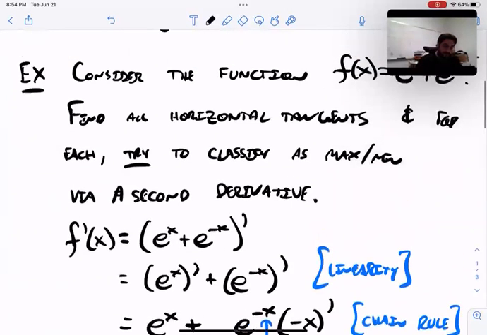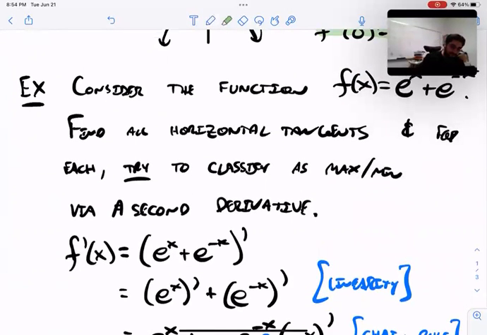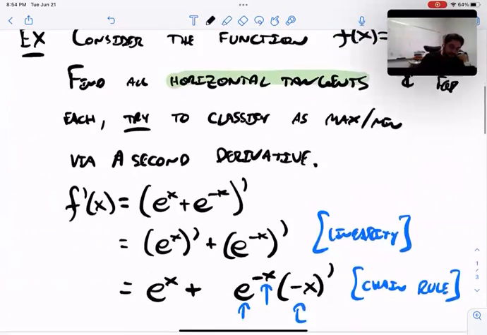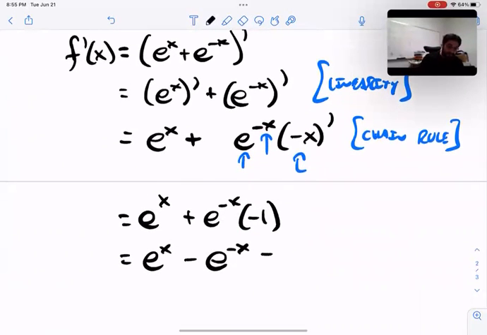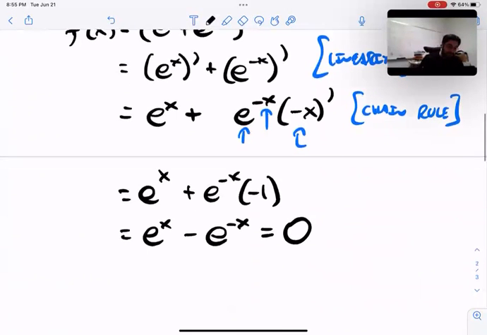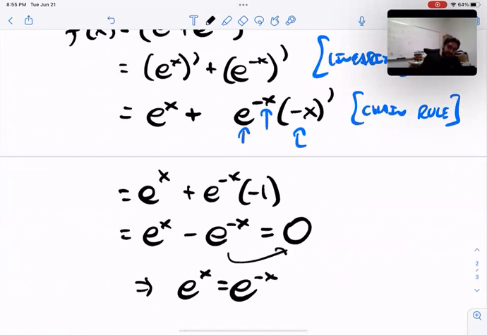So remember what our goal is. I wanted to find all horizontal tangents. How do you have a horizontal tangent line? Well, you want the derivative to be 0. So set the first derivative equal to 0 in order to find horizontal tangents. So what do we need here? I need e to the x to equal e to the minus x. Just move that over the other side.